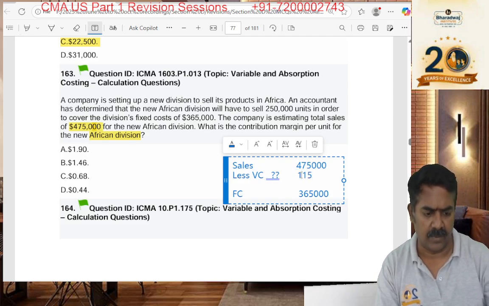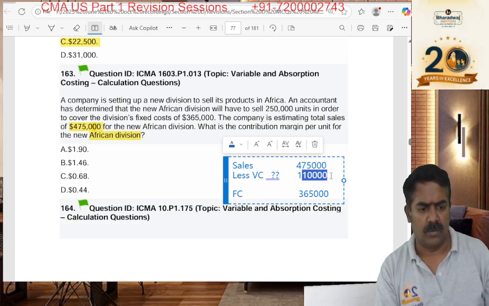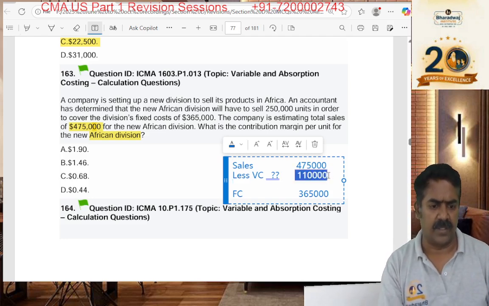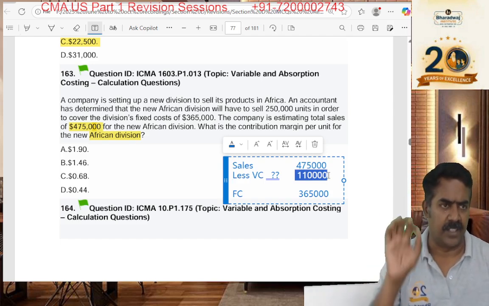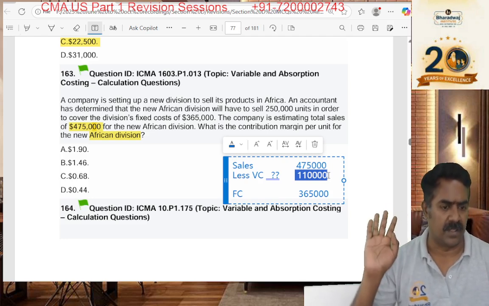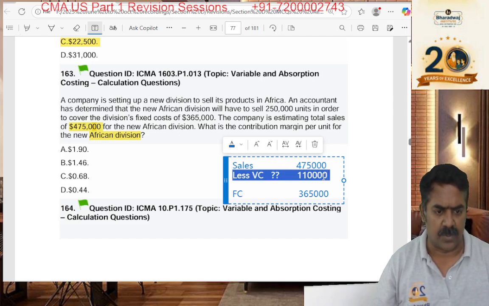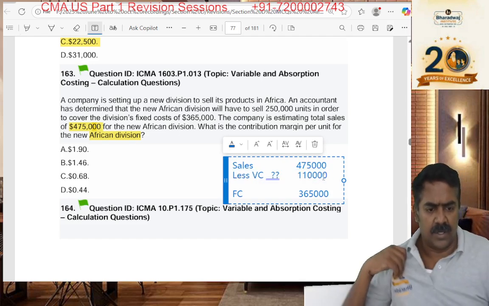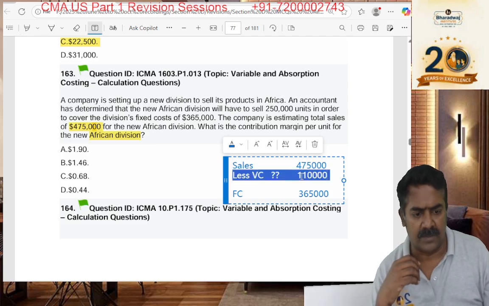1,15,000, 1,10,000. So per unit cost will be 1,10,000 divided by 2 lakh. Sales minus variable cost should be able to cover up your contribution, that is equal to fixed cost. So what should be your variable cost? 1,10,000. They ask you contribution margin per unit.